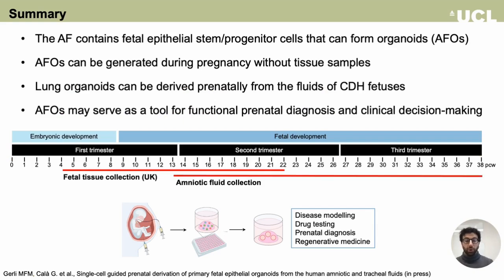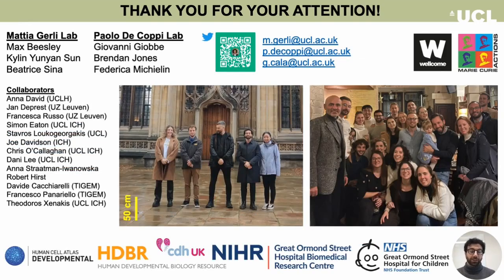In summary, we showed for the first time that the amniotic fluid contains fetal epithelial stem cells that can form organoids in culture, and these organoids can be generated during pregnancy without using tissue samples. Moreover, lung organoids can be derived prenatally from the fluids of CDH fetuses, and the potential of this technology is that it may serve in the future as a tool for functional prenatal diagnosis and also clinical decision making. I'd like to thank you for your attention. Thanks also to my supervisors and all the people involved in this work, and I'm happy to take any questions.